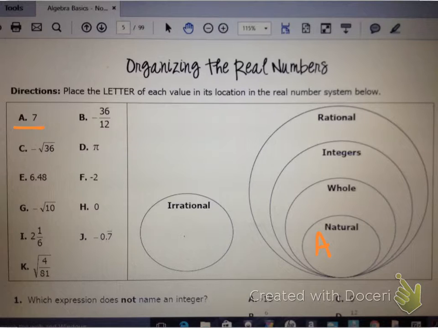Let's try another one. Let's try 6.48. Okay, you're going to look at it. Is it rational or irrational? Well, the decimal ends, so we know it is rational. So you come over here to the rational side. Okay, is it an integer? No, it is not. Remember, integers do not include decimals. So we're going to put our E right here because we know it's a rational number, but it doesn't keep going. It's not an integer.